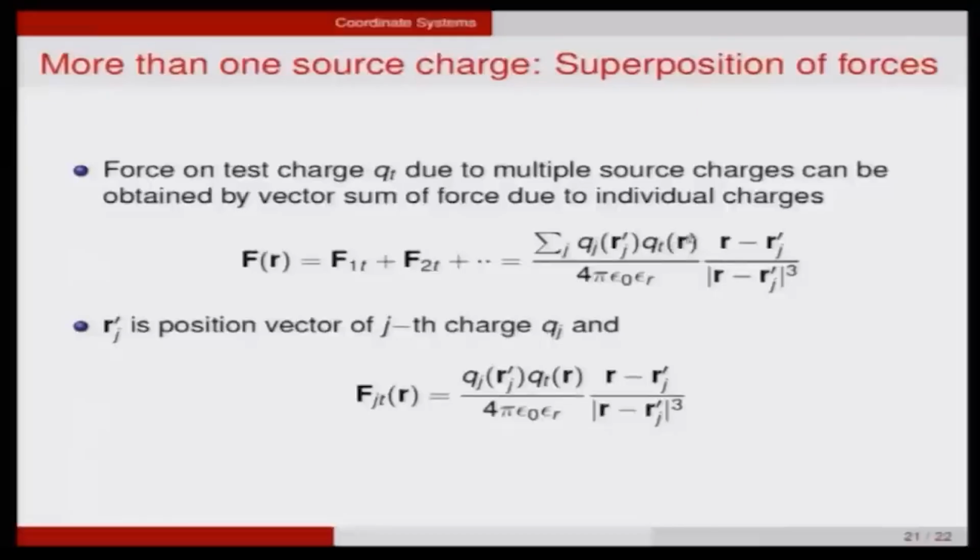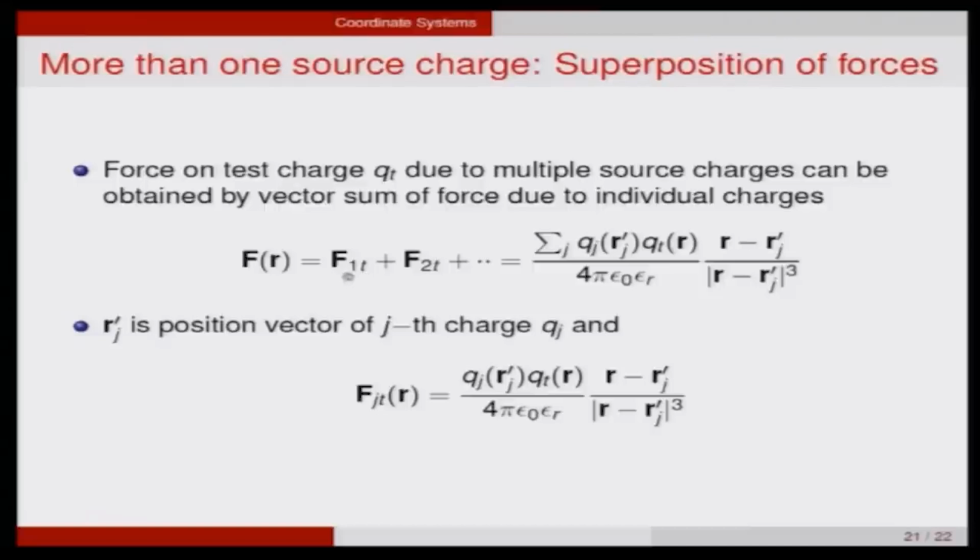So, I have Qt of r, where r stands for the position vector of the field point where I am keeping the test charge. Now, the source charges could be placed anywhere. I denote this by r j prime, where j corresponds to the jth charge of magnitude qj, or signed charge magnitude qj, and what I want to find out is the force experienced by the test charge. This force will be given by the vector sum; this is not a scalar addition, this is a vector sum because individual forces are vectors.